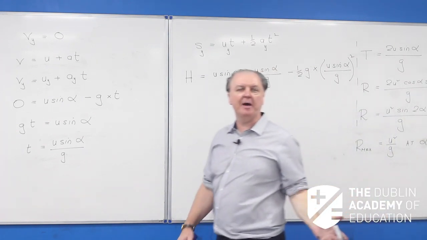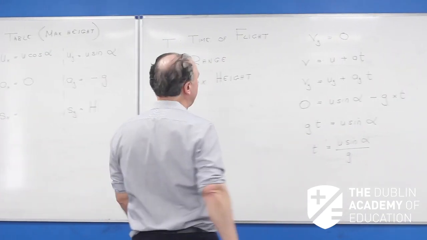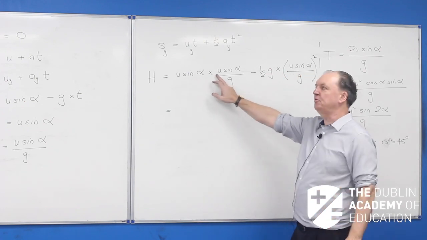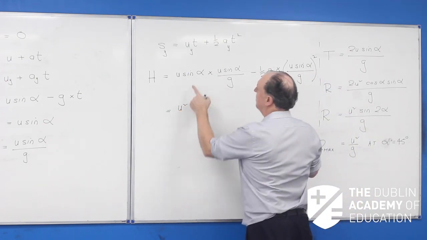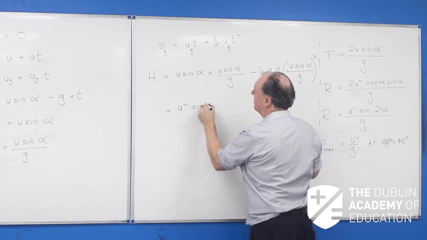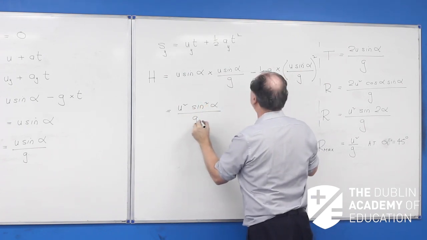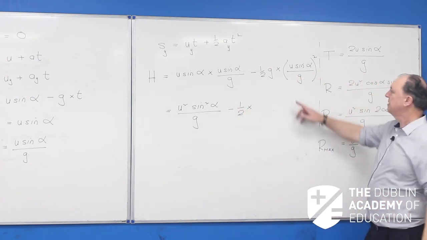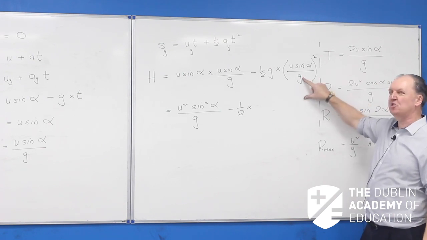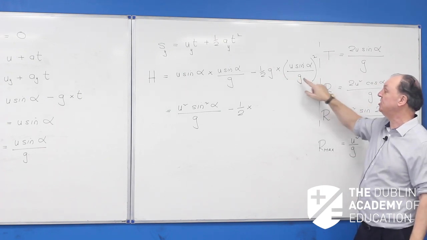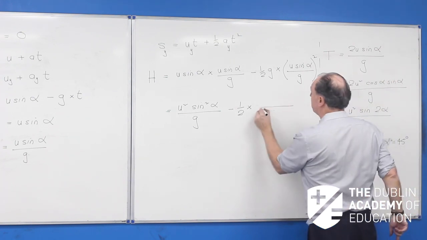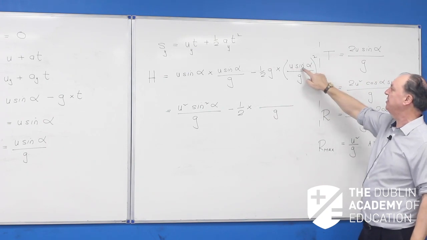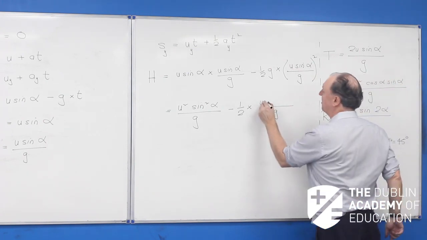Well, I just need to tidy that up now and get my maximum height. So let's give it a go. U by U, U squared. Sine by sine, sine squared alpha. Divided by G, minus a half. Let's see what happens here. That'll be G squared down there, won't it? And G to G squared, that will give me G on the bottom. Square that, U squared, square that, sine squared alpha.